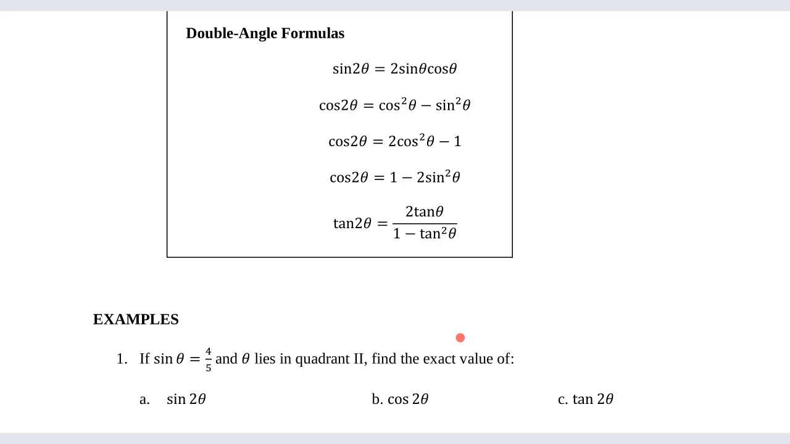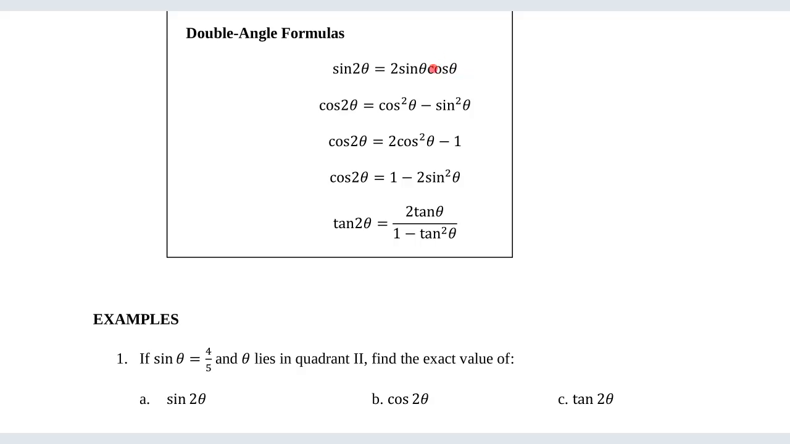All right. So, for example, you are given that sine of angle theta is equal to 4 over 5, and angle theta lies in quadrant 2. Find the exact values of sine 2 theta, cosine 2 theta, and tangent 2 theta. Before we start, let's look at the given. We do have sine theta, which is 4 over 5. And we know that the double angle formula for sine 2 theta is 2 sine theta cosine theta.